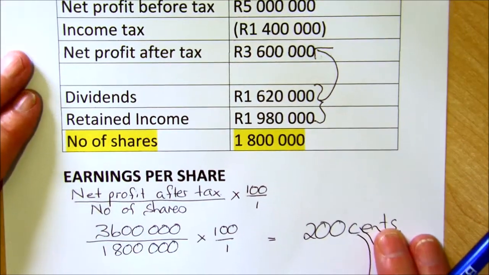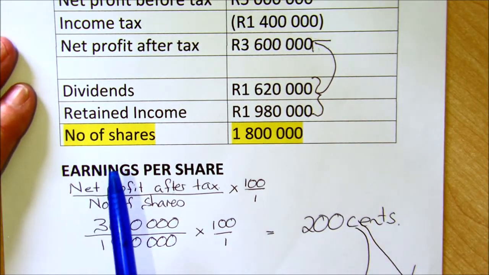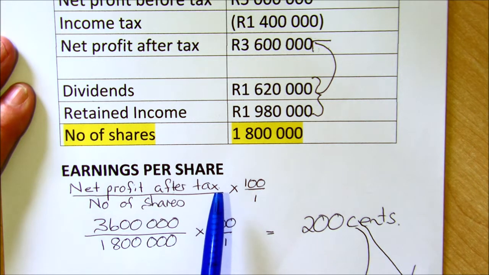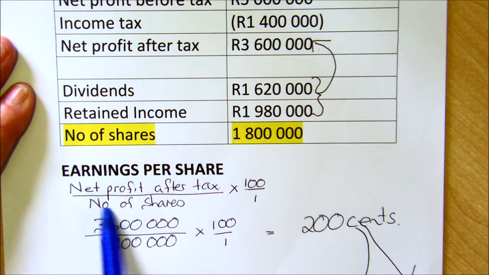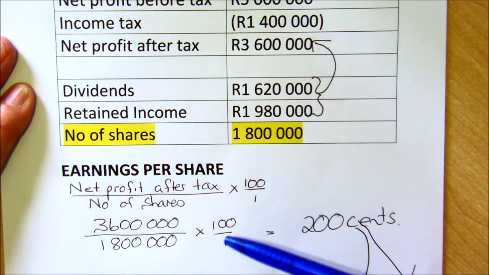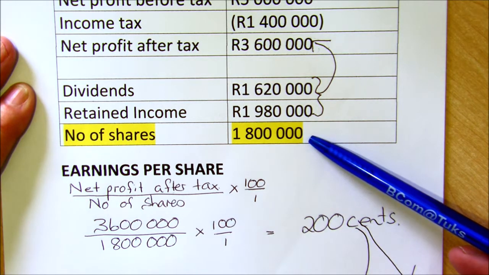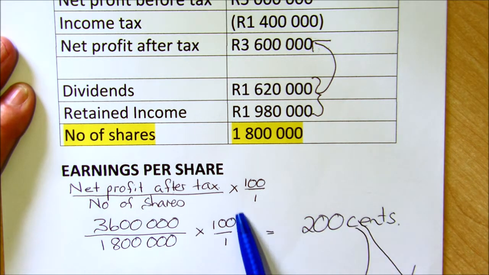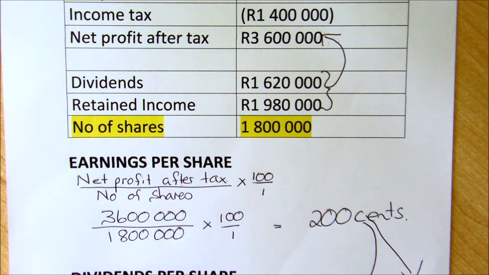So the first calculation you'll have to do is earnings per share. That is your profit after tax, and we divide that out amongst all the shares, the number of shares we've got. So we had a profit of 3.6 million. We had 1.8 million shares, and that equals 200 cents. Now we want our answer in cents, so that's why I've multiplied by 100 over 1. So every share is earning 2 rand or 200 cents.